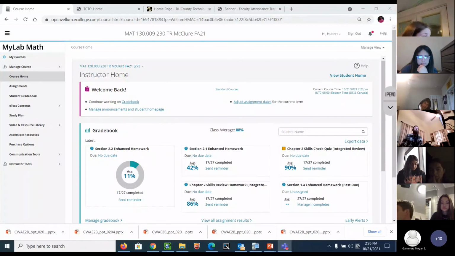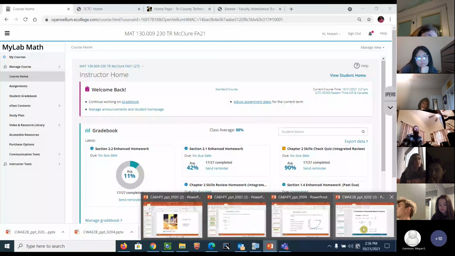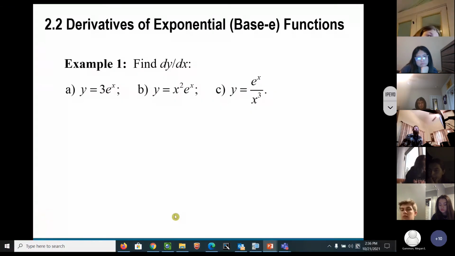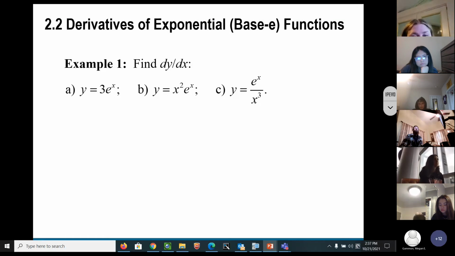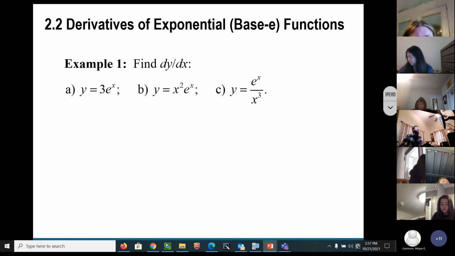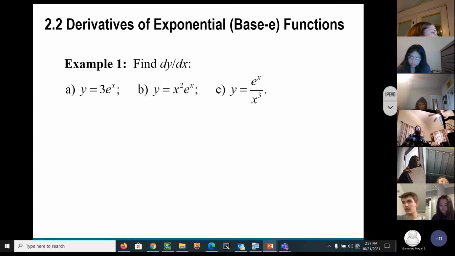All right, so let's get started. I think this is where we were. I think this is where we stopped off. So we're going to do these three to remind everybody where we were. We've got y is equal to 3e to the x. We've got y is equal to x squared e to the x. And then we've got y is equal to e to the x over x to the third.